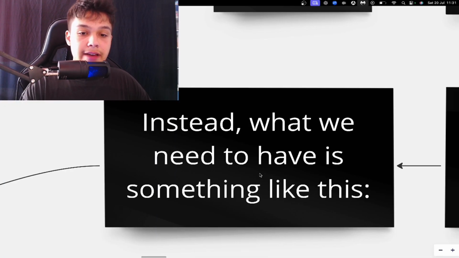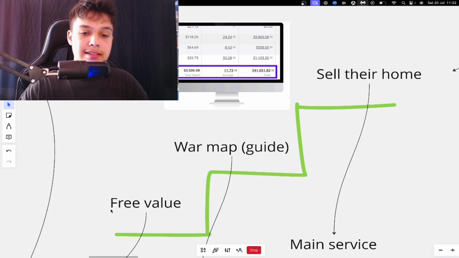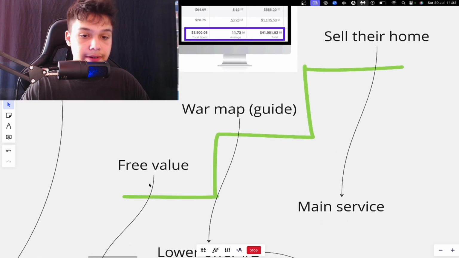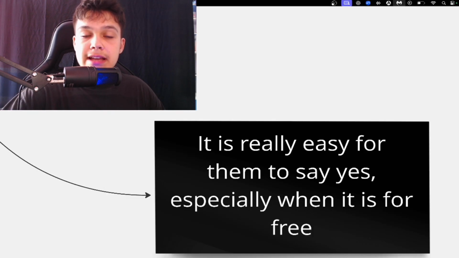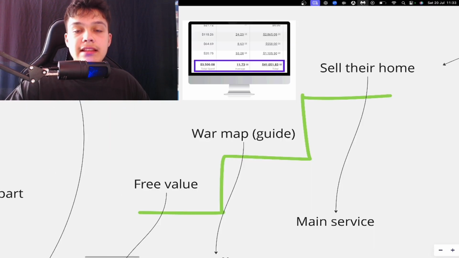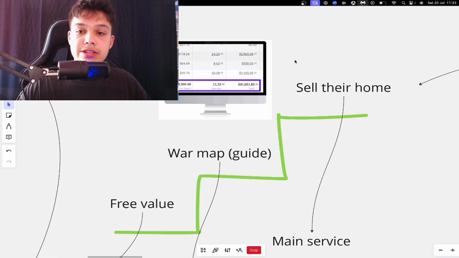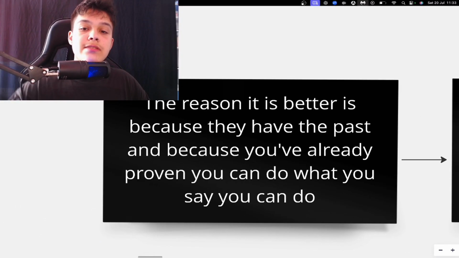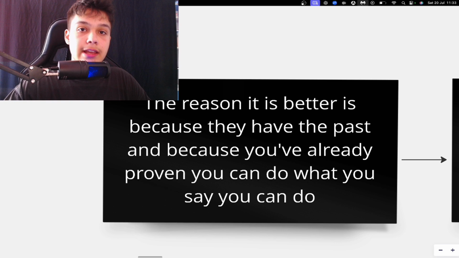Instead, what we need to have is something like this. As you can see, this is the optimized way of running ads. The first thing you can see right here is the first lower offer, which is free value. And it is really easy for them to say yes, especially because it's free value. And because you have warm ads, it will be really easy to give the first lower offer because you don't even have to think about giving free value. Then the second lower offer is a guide. And again, it's really easy for them to say yes because it's free. And then the last one is the main service, which is selling their house. The reason this is better is because they have the past of working with you and because you've already proven that you can do what you say you can do.